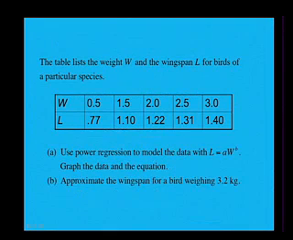Let's look at the table that lists the weight W and the wingspan L for birds of a particular species. There we see our table with the weights of 0.5, 1.5, 2.0, 2.5, and 3.0, and the wingspan L as being 0.77, 1.10, 1.22, 1.31, and 1.40. Use power regression to model the data with the formula L is equal to A times W raised to the B. Graph the data and the equation. Approximate the wingspan for a bird weighing 3.2 kilograms.